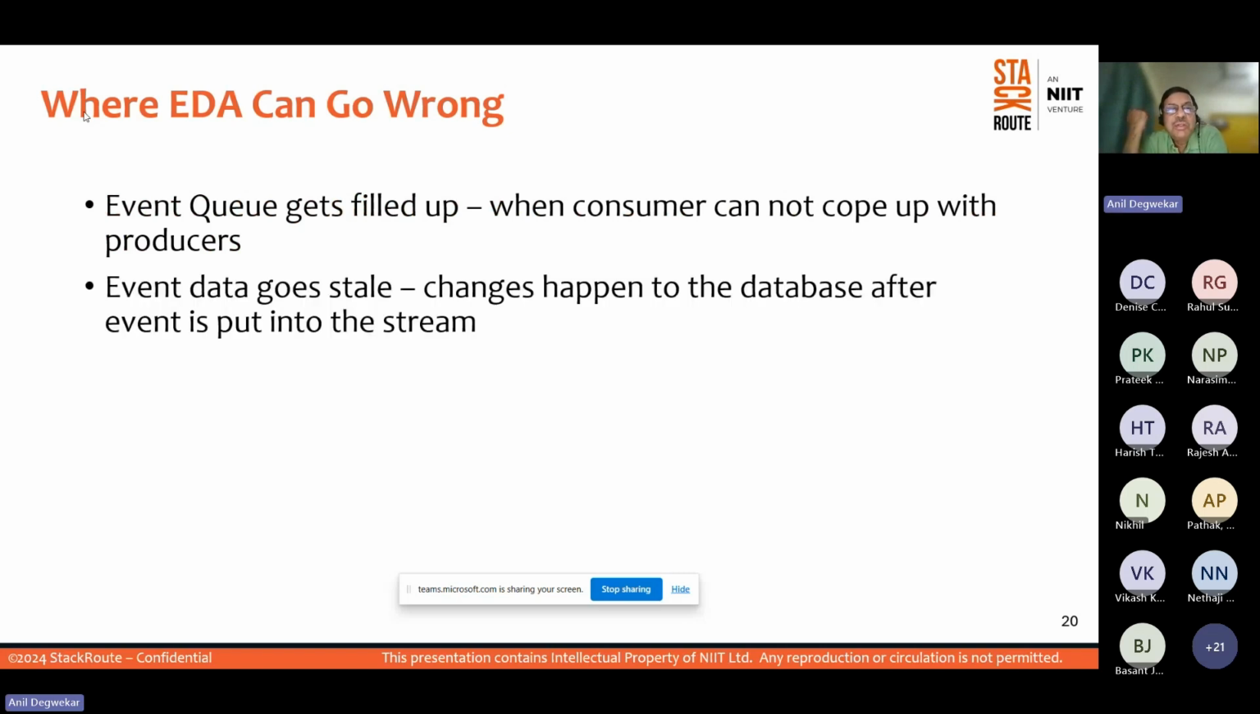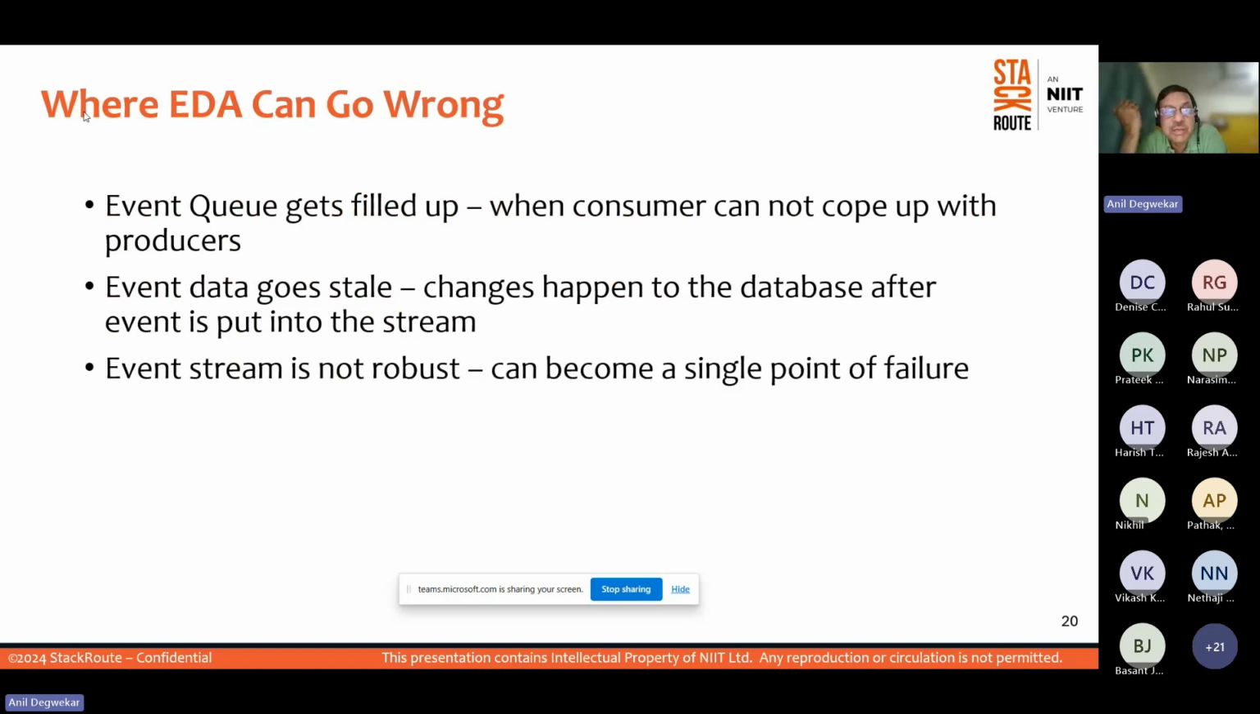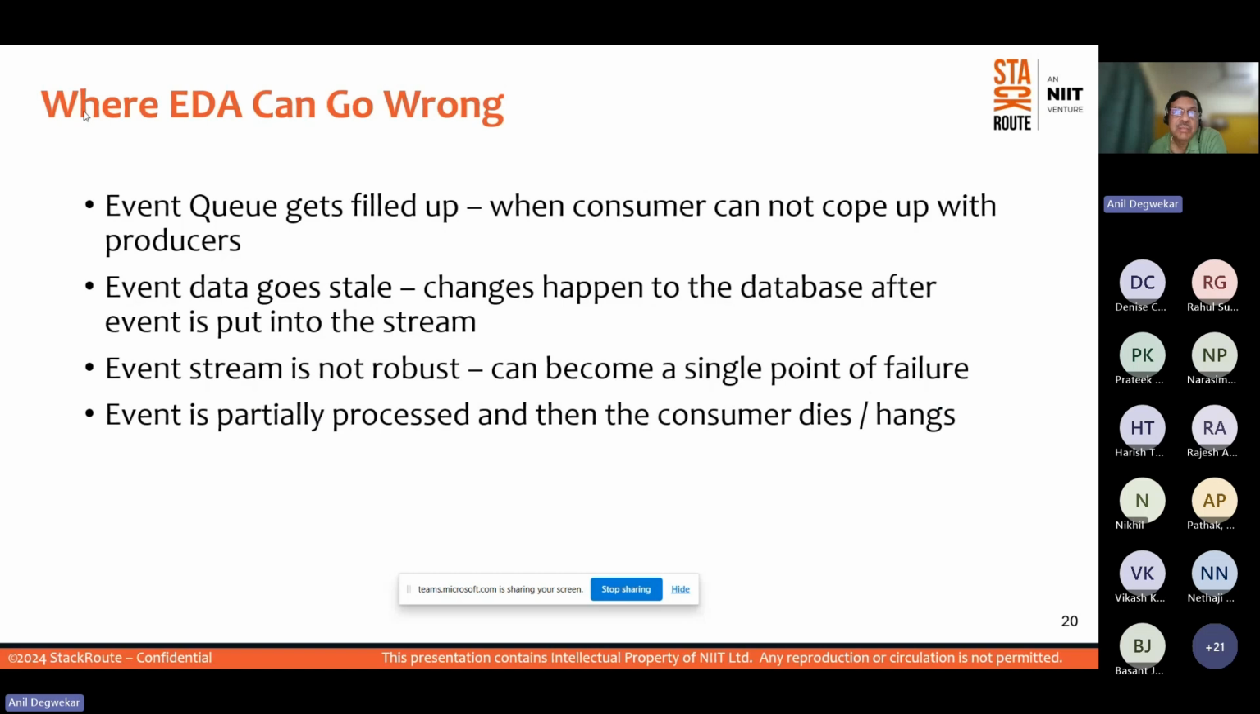Or sometimes your event data can go stale. So for example, you put some event in the database, but some changes happened, right? So whatever you have put in the event queue can become stale, and then you're processing a stale piece of information. Sometimes the event stream is the most critical part of this architecture. It can become a single point of failure if it is not properly designed or properly scaled, or it's not large enough to handle your load. So that's where event driven architecture can go wrong, right? Sometimes, events are partially processed and then the consumer dies or hangs, right? That event can be lost.